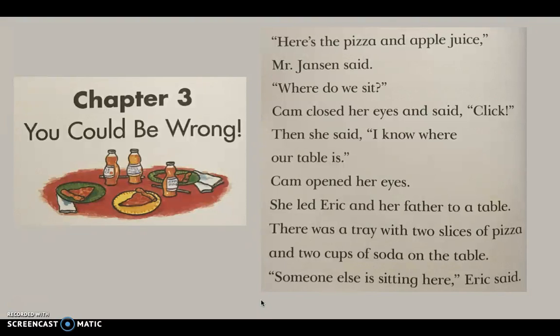Now, in this part of the chapter, there is a sentence that has some details about the setting. Pause the video and see if you and your partner can find what that sentence is. Press play when you're ready. Alright, let's see if you got it right. Did you say the setting was there was a tray with 2 slices of pizza and 2 cups of soda on the table? If you did, give your partner a high five because you got it right. Our secret code is 4.